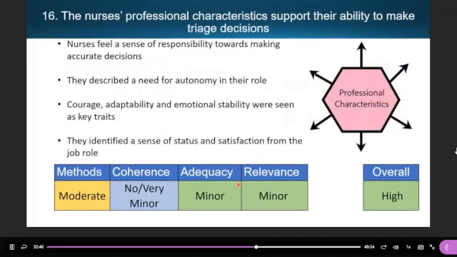Our 16th finding, taken from our earlier one when we split it, was that nurses' professional characteristics support their ability to make triage decisions. Nurses feel a sense of responsibility towards making accurate decisions. They describe a need for autonomy in their role so that they can be free to make the decisions they need to make. They describe courage, adaptability, and emotional stability as key traits for a triage nurse to have. And they identified a sense of status and satisfaction from the job role.